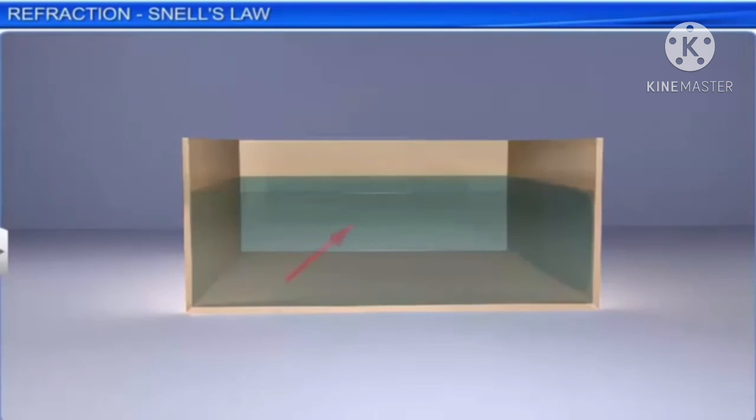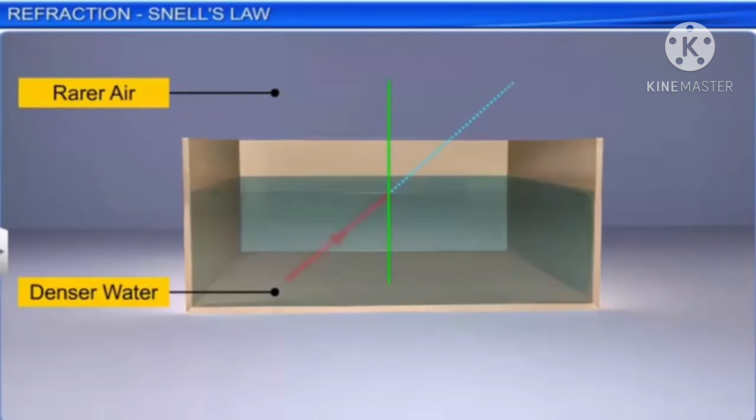When light travels from a denser medium to a rarer medium, its speed increases and it bends away from the normal. On the other hand, if light travels from a rarer medium to a denser medium, its speed decreases and it bends towards the normal.